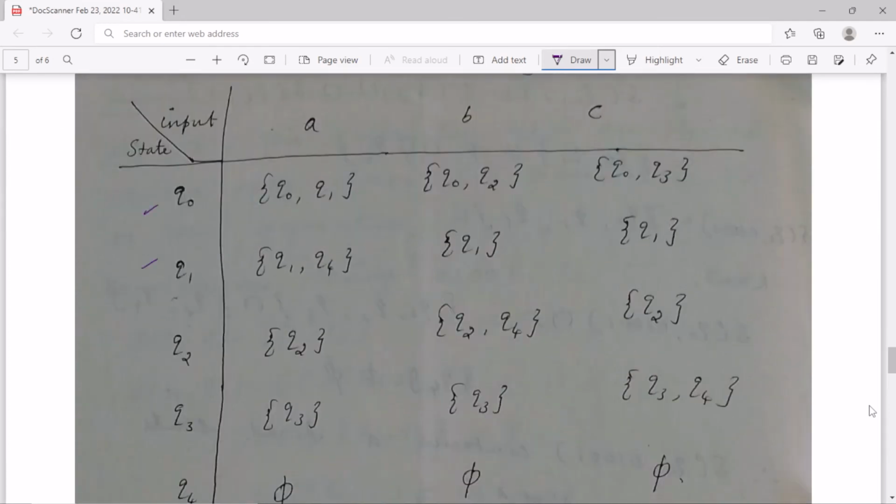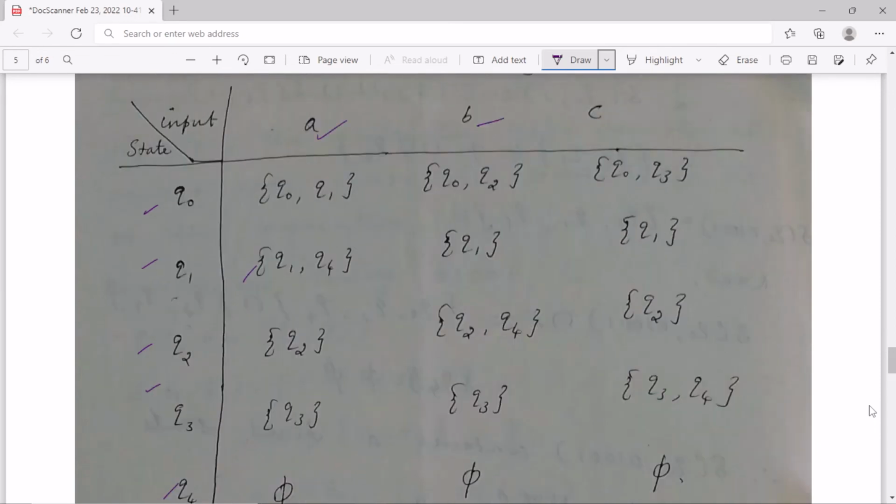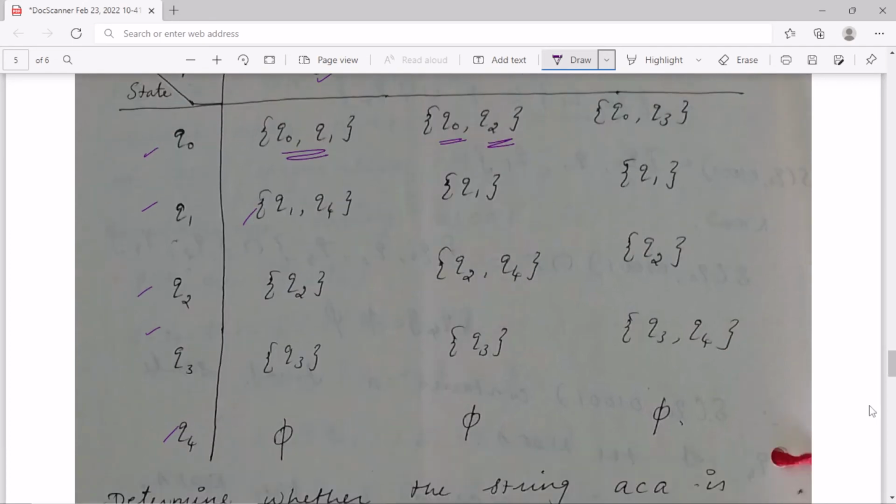Here you have Q0, Q1, Q2, Q3, Q4, and 3 input symbols A, B, C. So in Q0, if you read A, you have 2 possible states, that is either you stay at the same state Q0 or you move on to the next state Q1. If you read B at Q0, you are either at the same state Q0 or you can move on to the next state Q2. Like that for C. So here the transition table is given.